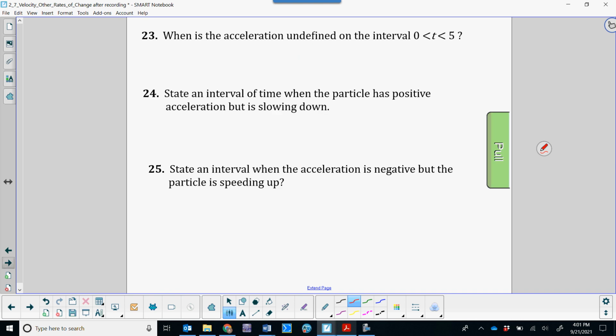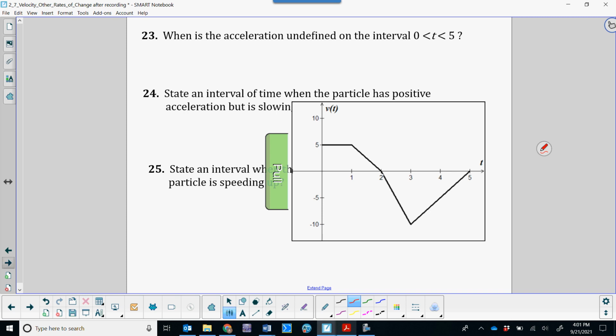When is the acceleration undefined on the interval from 0 to 5? So again, let's look at our graph. When you look at the graph, remember that the acceleration is the derivative of the velocity. So the acceleration is a derivative of this graph that we're looking at, because this graph is velocity. So we know that we are not going to have a derivative here, and we're not going to have one here, and we're not going to have one here, because those are those pointed places. So its acceleration is going to be undefined at t equals 1, t equals 2, and t equals 3.